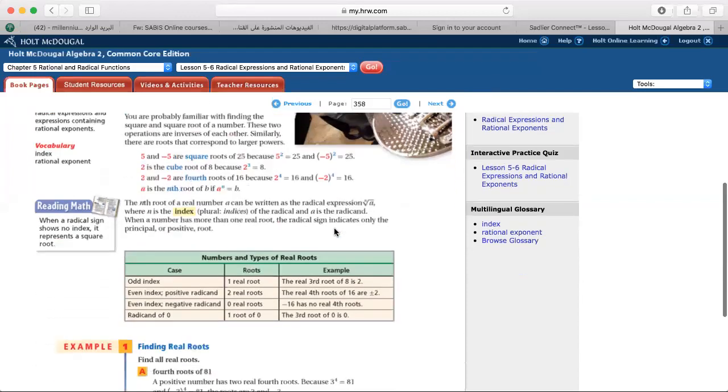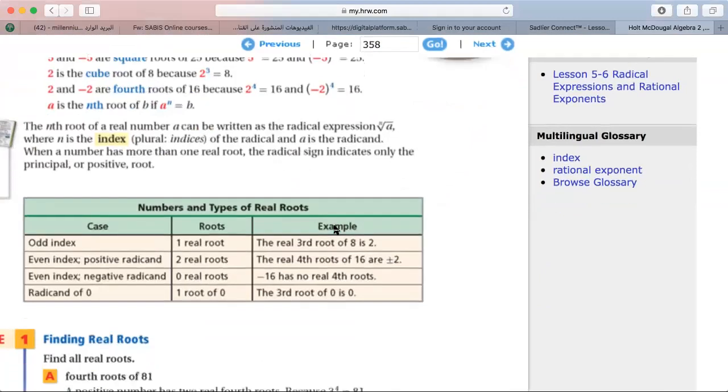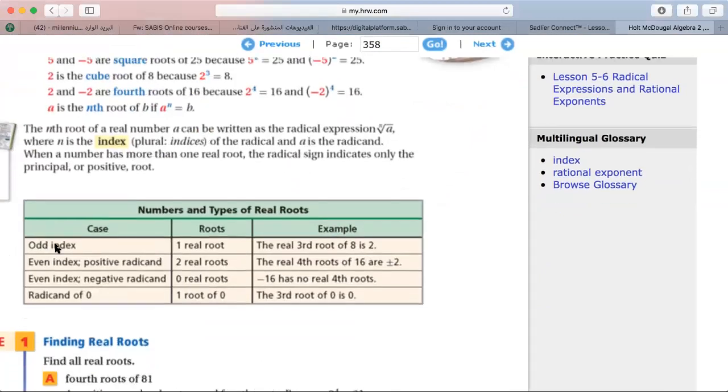Okay, girls, let me remind you and make a quick review about the cases that we will find when we have real roots. If I have an odd index and a positive or negative radicand, for all odd-index cases, I will get one real root. Even index and positive radicand, I will get two real roots. Even index and negative radicand, 0 real roots. Radicand of 0 is 1 root of 0.